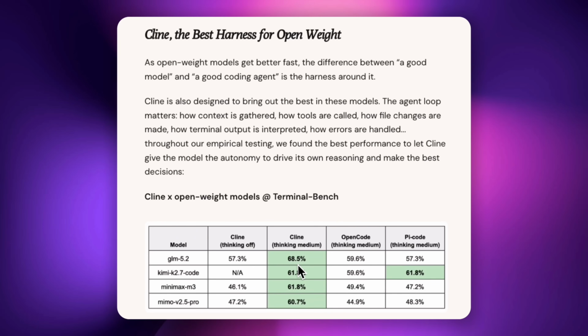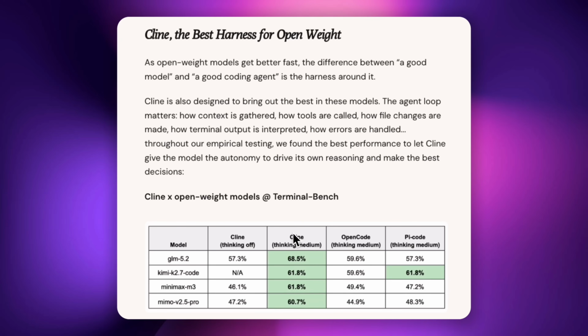Their mission is to bring the best out of these models, and especially with the agent loop, how the context is actually gathered, how the agents are going to call the tools, how the file changes are made, how the terminal output is interpreted, and how the agent handles when things go wrong. All of this is handled by the harness that Cline provides.